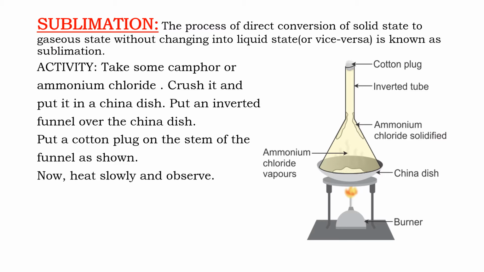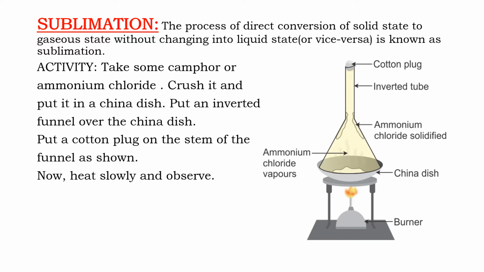Sublimation is the process of direct conversion of solid state to gaseous state without changing into liquid state, or vice versa. Let us discuss one more activity to make it clearer. Take some camphor or ammonium chloride. Suppose we are taking ammonium chloride. It is a sublimable substance. After taking it, crush it and put it in a china dish. Put an inverted funnel over the china dish. Put a cotton plug on the stem of the funnel as shown in the given diagram. Now heat slowly and observe.